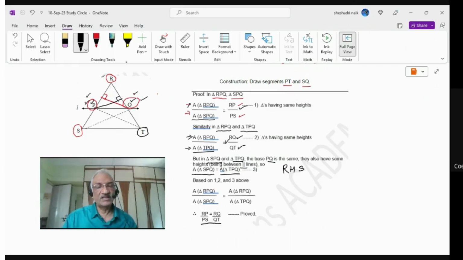Isn't it very simple? Remember that you need to use certain formulae or theorems, and this proof becomes easy.